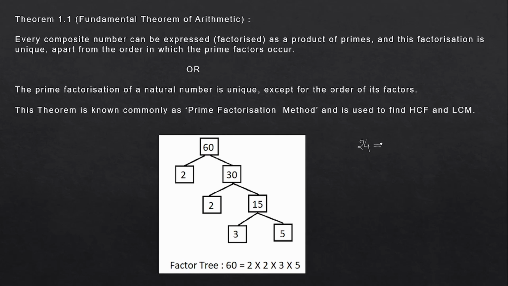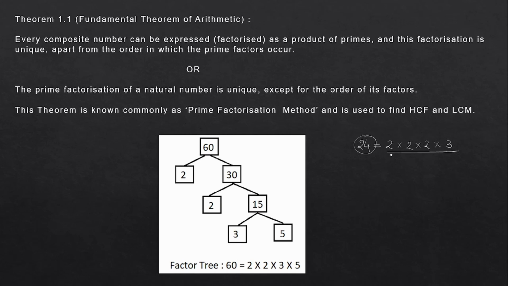So what are the factors of 24? Here we are looking for prime factors. So every composite number we can express as a product of prime numbers, and this factorization is unique. If I ask 10 students to give me the prime factorization of 24, if done correctly, everyone will give me only these factors as the prime factors of 24.